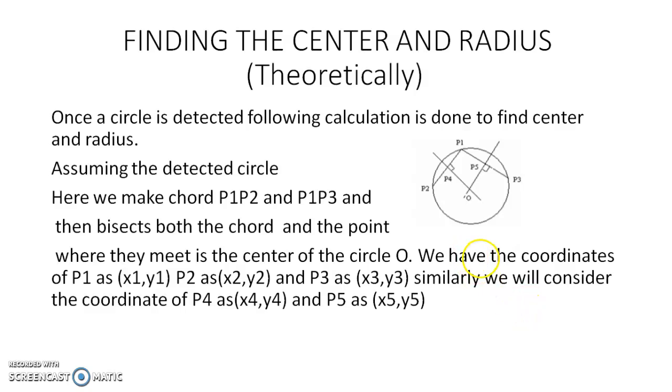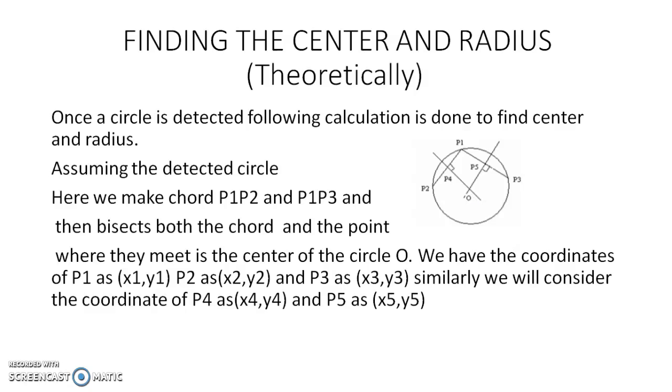So let's see how the center and radius of a circle can be found theoretically. Let's suppose this is a circle, and we assume this is a detected circle. Here we make chords P1P2 and P1P3. They bisect both the chords at the point O, which is the center of the circle.